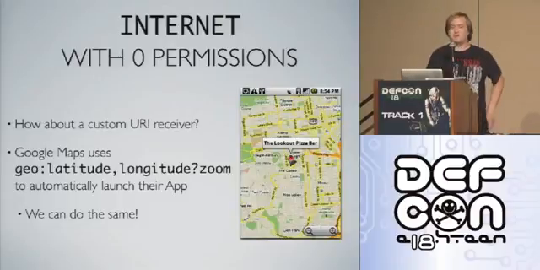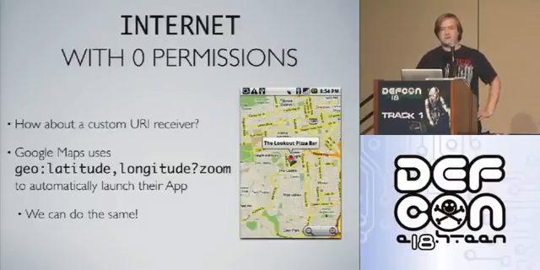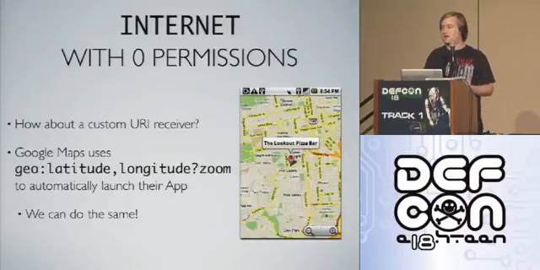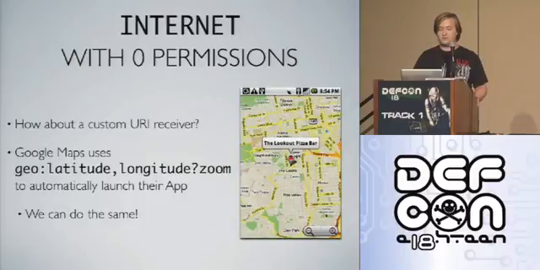So how about a custom URI receiver? Google Maps uses the geo protocol. They just register on this geo protocol, like geo, latitude, longitude. If you click on a link that's of that format, it pops open the Google Maps application. Now we can do the same thing with our application with no permissions.